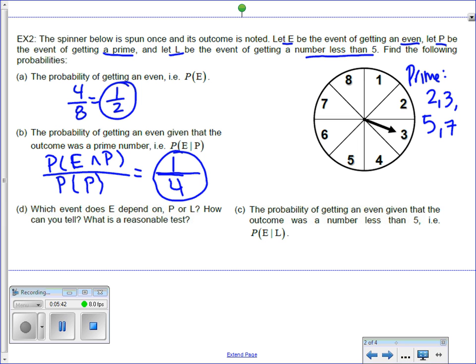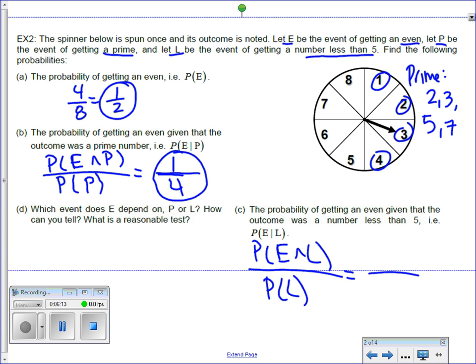The probability of getting an even given that the outcome was a number less than 5. Okay, so probability of E given L. Well, the top should be the probability of E and L. The bottom should be the probability of just L. So the probability of being an even number and less than 5. Well, let's see. Even numbers less than 5. All the numbers less than 5 would be 4, 3, 2, and 1, and there are 2 even numbers. So this would be 2 out of 4.